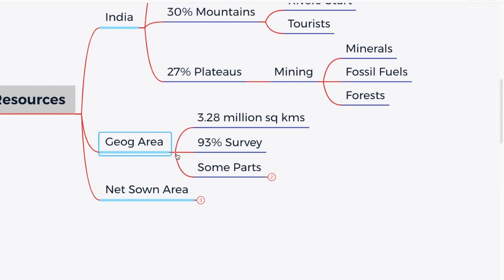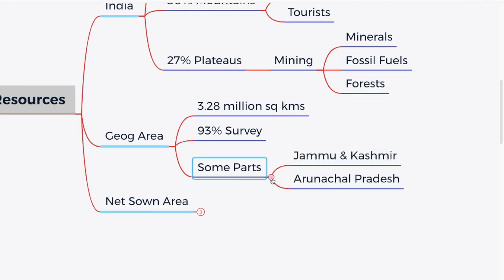Let's talk about the geographical area of our country. 3.28 million square kilometers. Now remember, this is only 93% of the survey. So you may be wondering, what about the other 7%? Some parts have not been surveyed. Example, parts of Jammu Kashmir and Arunachal Pradesh have not been surveyed.